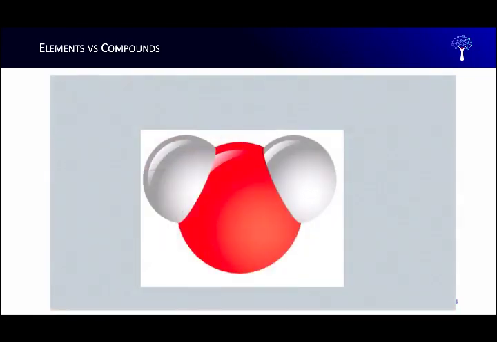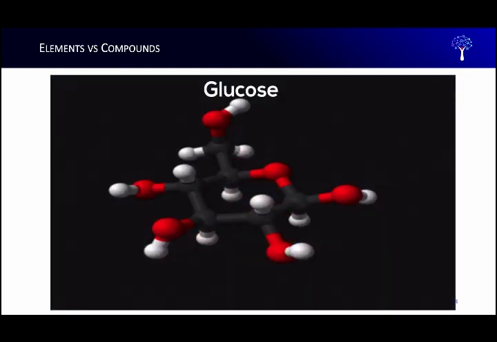When elements create a compound, they always join in a specific ratio. For example, in water, the ratio is 2 hydrogens to 1 oxygen. If hydrogen and oxygen combine in a different ratio, then they do not form water. We can also see glucose is made up of carbon, hydrogen, and oxygen in the ratio of 6 to 12 to 6.